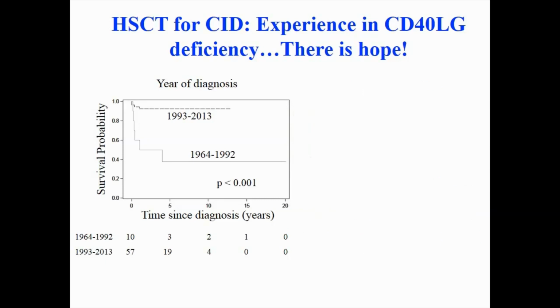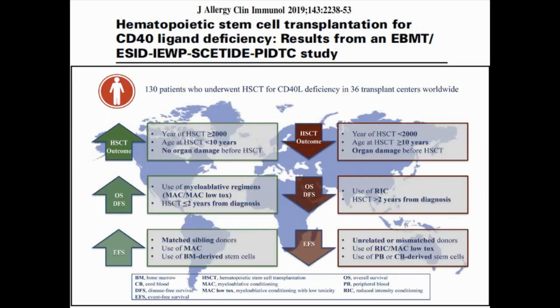This is so true that, in fact, a more recent study has just been published a couple of weeks ago. Again, it's an international study from Europe, from the United States and Canada also, looking at the outcome of transplantation and comparing the good and the bad about transplant. So if you're transplanted after year 2000, at age less than 10 years, and you don't have organ damage before transplantation, the outcome of transplantation is good. If you've been transplanted earlier than 2000, older than 10 years, or with organ damage, that actually has a negative impact on transplant and survival.